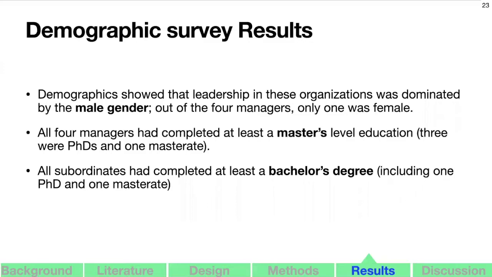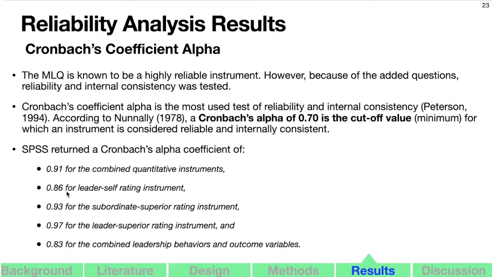The demographic results show that the leadership was mostly dominated by males. Only 1 female leader was involved in the study. And all of the leaders had at least a master's degree. 3 of them were PhDs, and 1 was a master's. And all of the subordinates at least had a bachelor's degree, and there was 1 PhD and 1 master's among them.